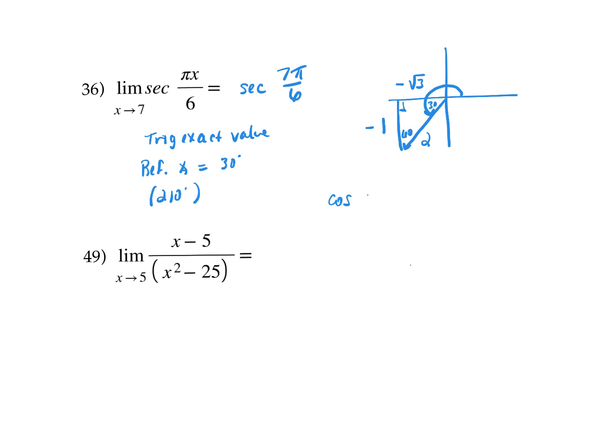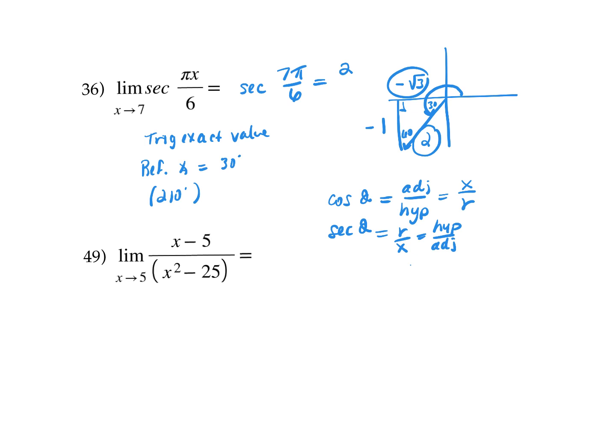All right, we know that cosine of theta is equal to adjacent over hypotenuse, or x over r. So secant of theta has to be equal to r over x, or hypotenuse over adjacent. So hypotenuse would be 2, adjacent would be negative square root of 3. So we're going to start with 2 over negative square root of 3, but that needs to be rationalized. So we need to multiply top and bottom by the square root of 3, and we get negative 2 square root of 3 over 3. Final answer.